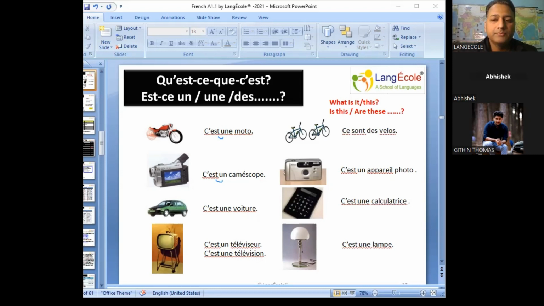Okay. So if there are two books, it will be ce sont des livres. Ce sont des livres. So des will be pronounced as "day".